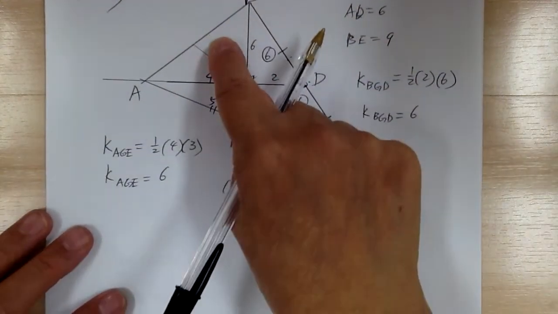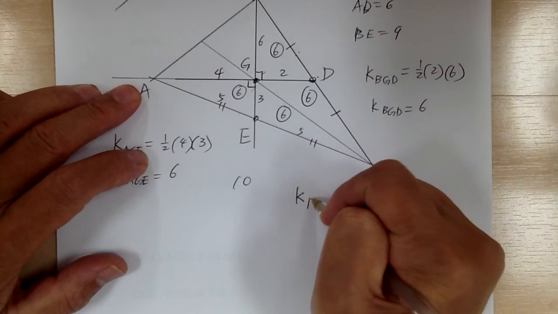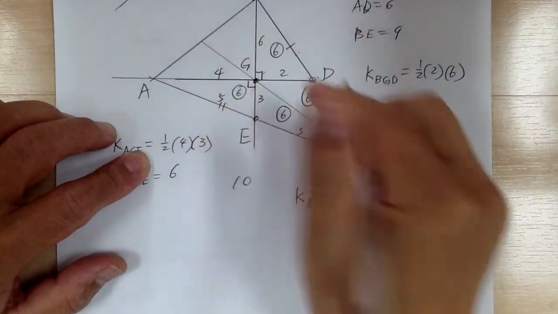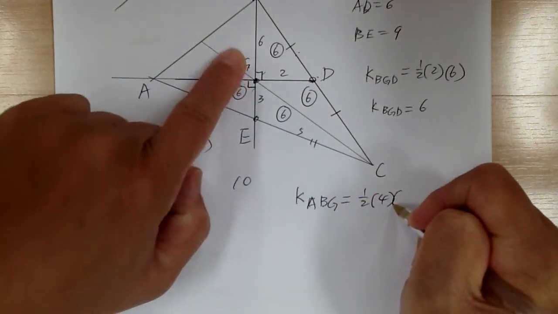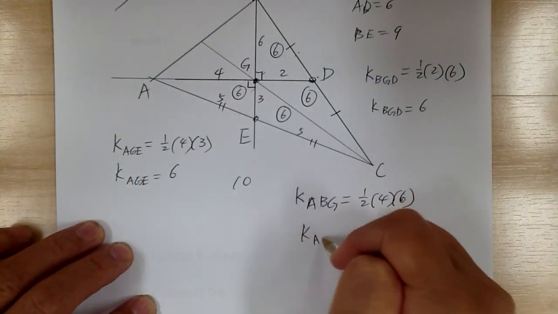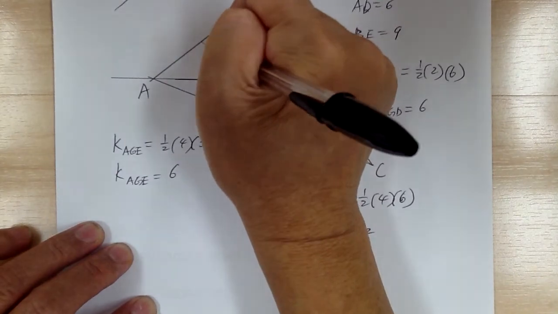Now I'm going to do the area of ABG. This triangle is a right triangle, so it would be 1/2 the base times the height. So the area of ABG equals 12. So this is 12 over here.